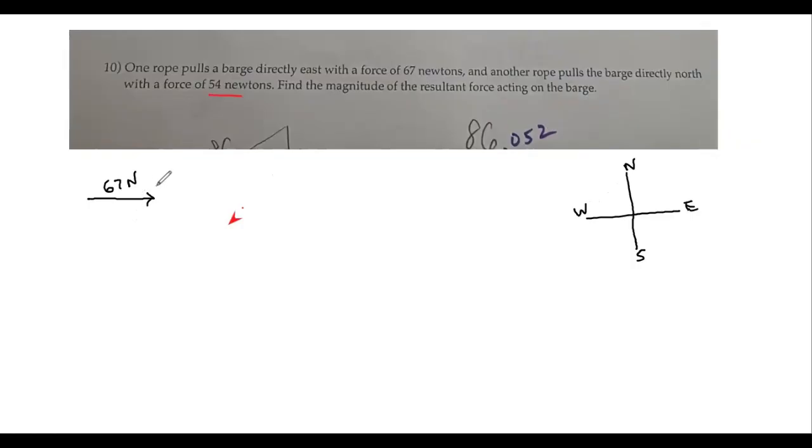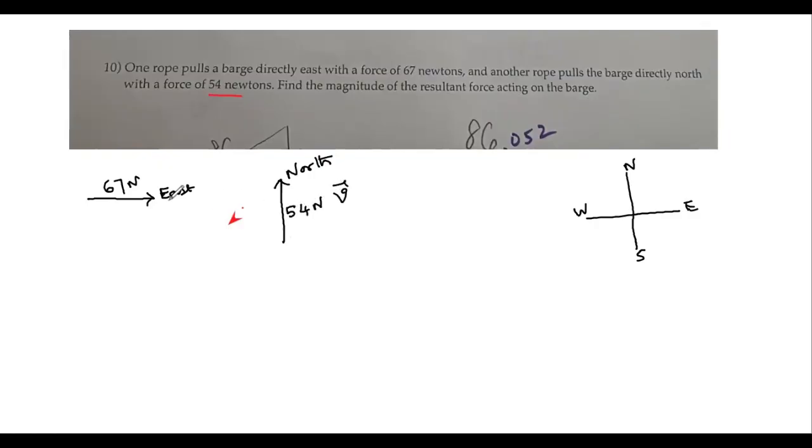So one vector is working in the east direction, that is 67 newtons. I'm keeping newtons as N. And one more is north direction, 54 newtons. The north direction is like this. So how many units of force? 54 newtons.